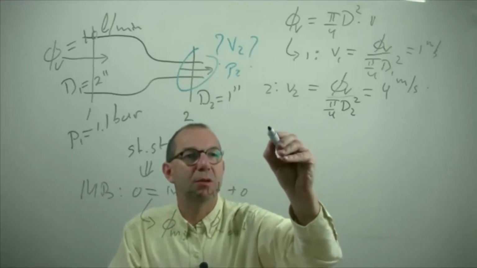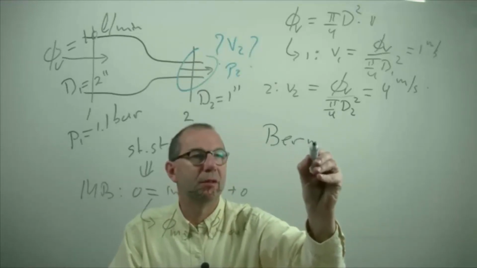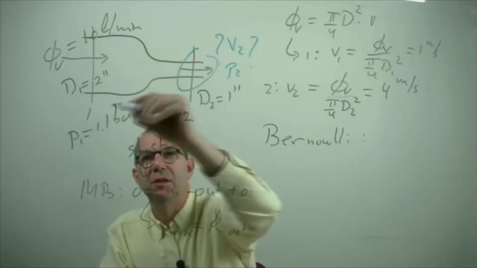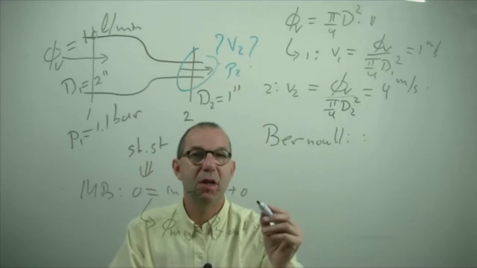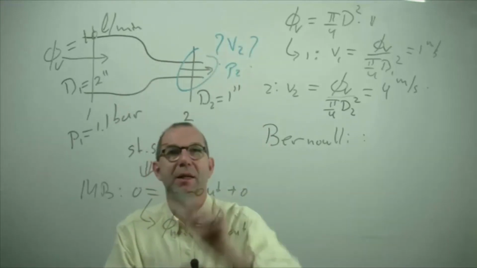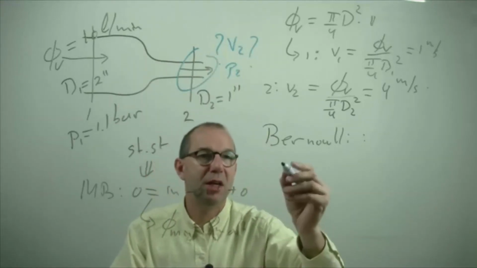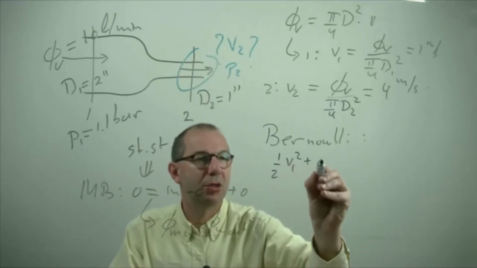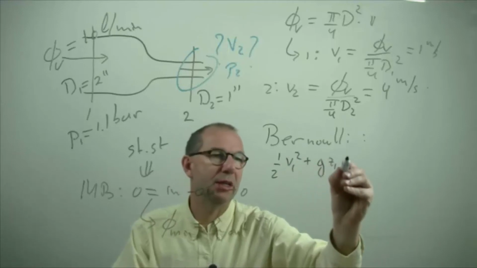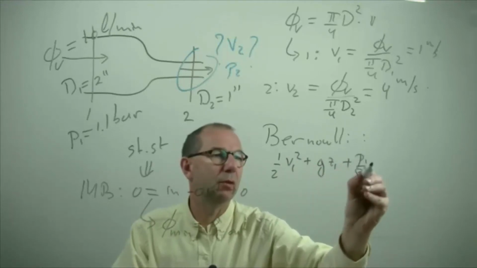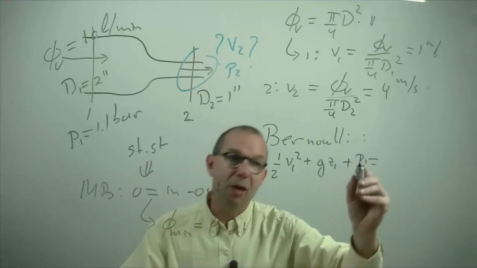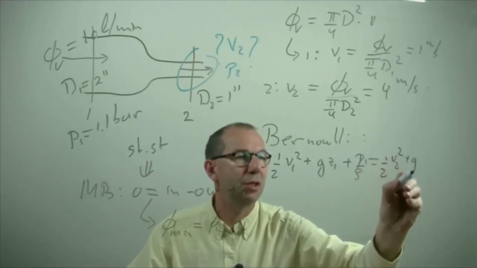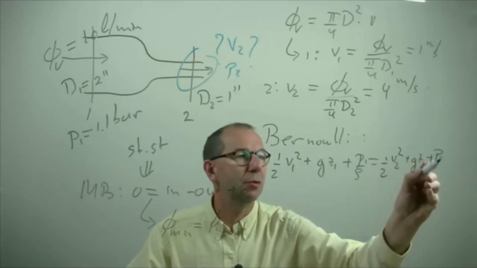That means that we can use Bernoulli's equation between point 1 and 2. And that says that the inflowing mechanical energy must flow out. And in a steady state, that means that the half V1 squared plus g Z1, the potential energy, plus P1 over rho equals the same, but then at point 2. So a half V2 squared plus g Z2 plus P2 over rho.